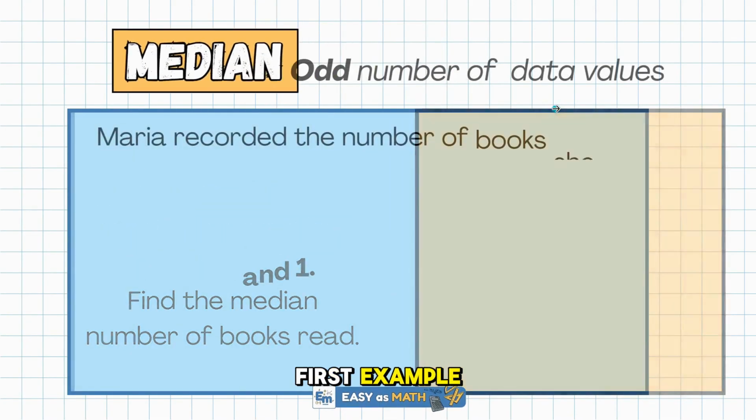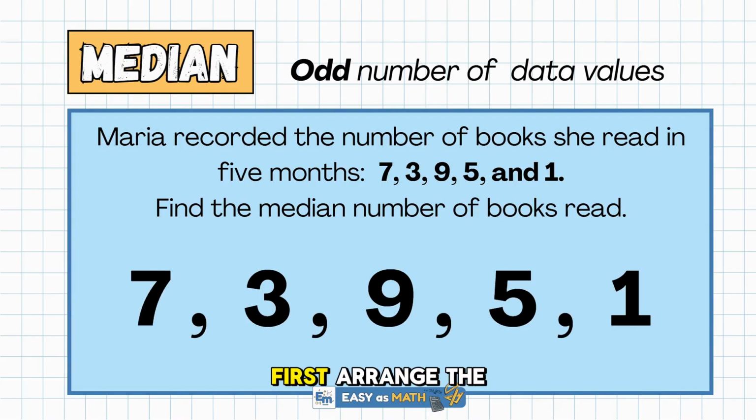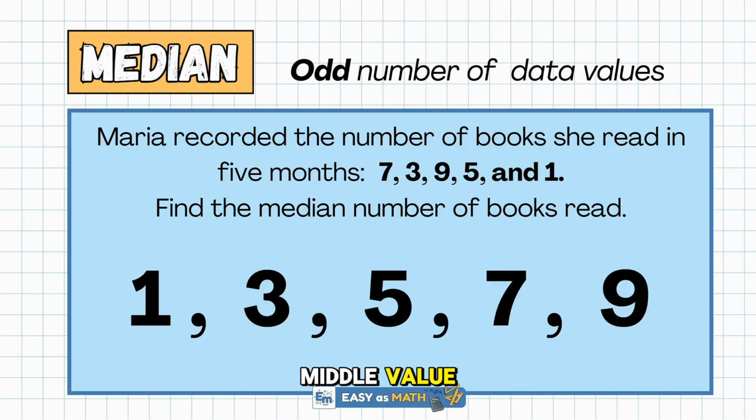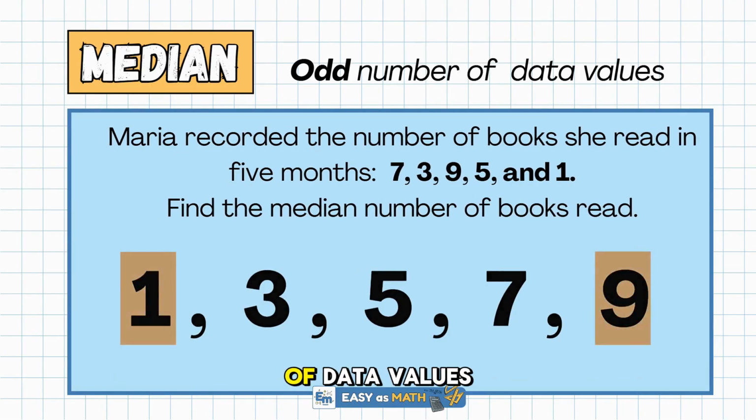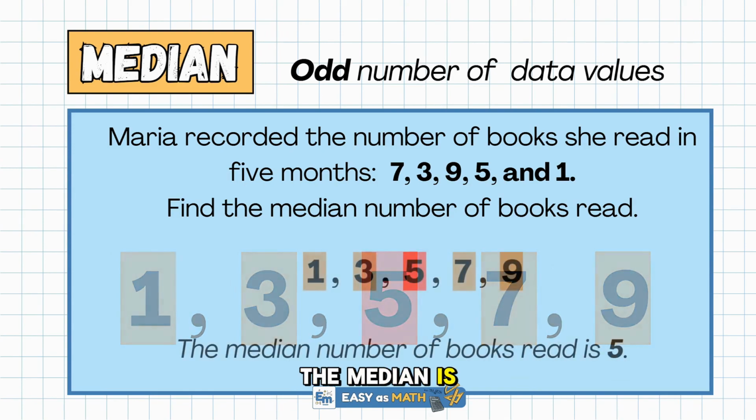Let's have the first example. The first example is called the odd number of data values. Maria recorded the number of books she read in 5 months: 7, 3, 9, 5, and 1. Find the median number of books read. First, arrange the data. It's either ascending or descending, but this time we'll use the ascending order, meaning from lowest to highest. Next, identify the middle value. Since we have an odd number of data values, we can easily identify the median. The middle value is 5, therefore, the median is 5.